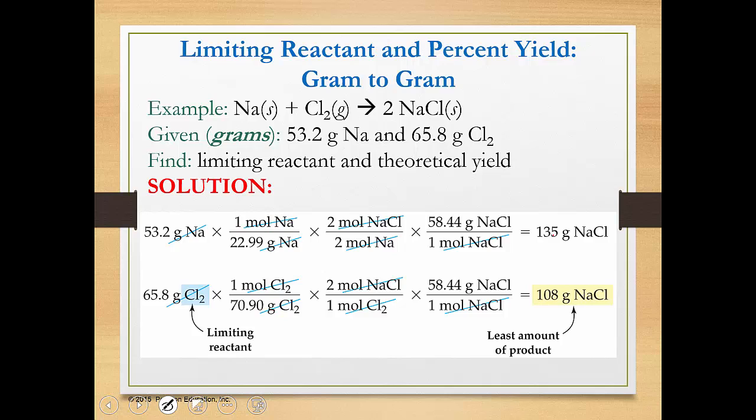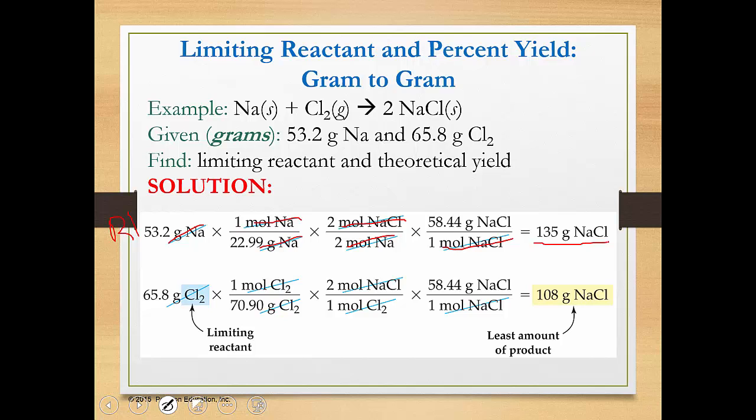So here's the solution worked out, putting in all the numbers. You can see for reactant 1, we started with our 53.2 grams of sodium. Then we multiply by 1 mole of sodium over 22.99 grams of sodium. So grams of sodium canceled out. We have moles of sodium. Then we used our 2:2 ratio of sodium chloride to sodium. Moles of sodium canceled out. And then we multiply by the molar mass of sodium chloride. Those moles cancel out. It leaves me with the number of grams of sodium chloride, which when I do the math, turns out to be 135 grams.